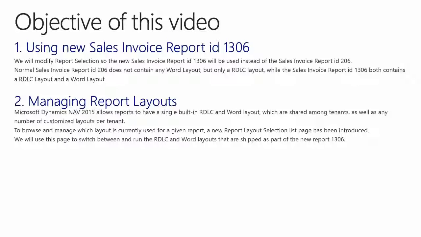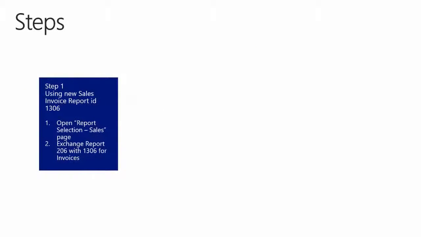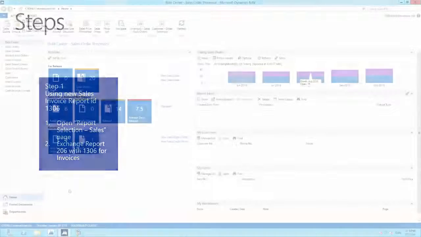Microsoft Dynamics NAV 2015 allows reports to have a single built-in RDLC layout and a Word layout, which are shared among tenants, as well as a number of customized layouts per tenant. To browse and manage which layout is currently used for a given report, a new report layout selection list page has been introduced. We will use this page to switch between and run the RDLC and Word layouts that are shipped as part of the new report 1306. Let us get started. First, I will open the report selection page and exchange report 206 with 1306.